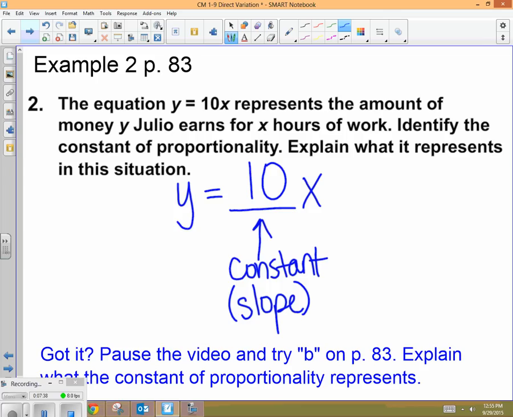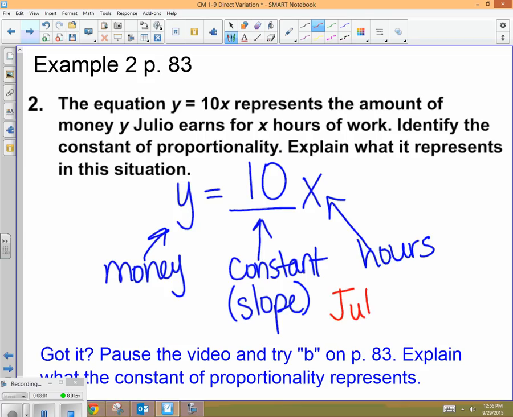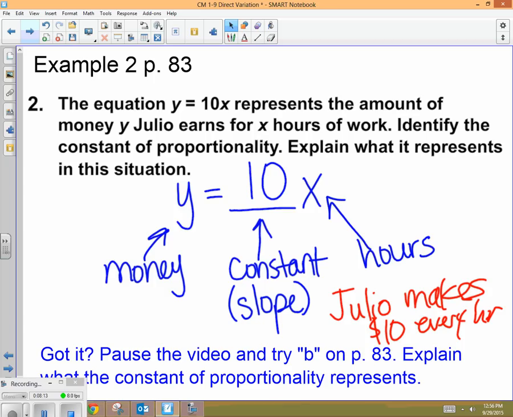Now, that means that Julio earns $10 every hour he works. So y represents the amount of total money Julio earns, and x here represents the hours he works. So that means Julio makes $10 every hour. That's all you have to do for number 2. It's very simple. Just look at the value that comes before x.